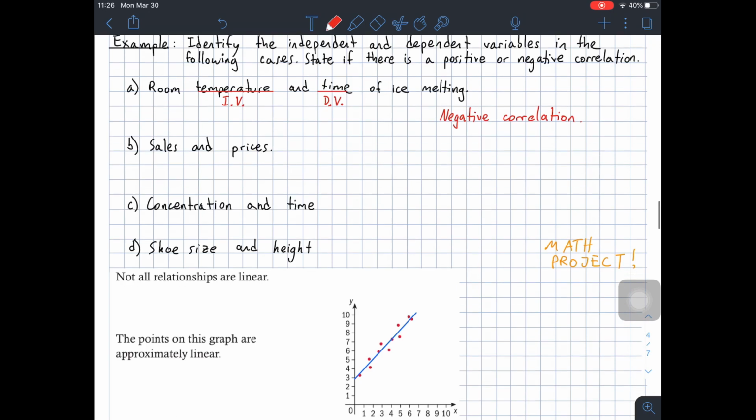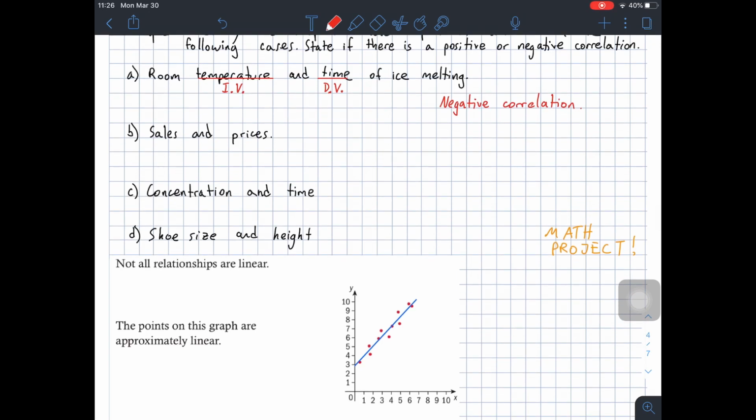Okay, then it says B, sales and prices. In this case, the two variables are sales and prices, right? Which one do you think is the independent variable here? In this case, it's kind of tricky to think about this, but I would say that the independent variable is prices, right? The price that I put will affect the number of sales later on. So this is a dependent variable, right?